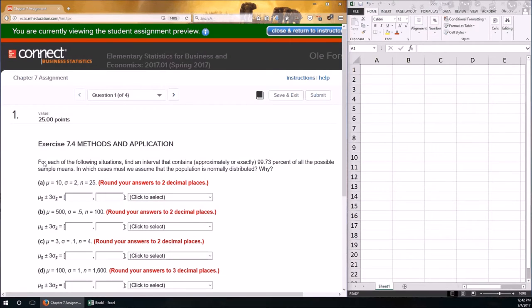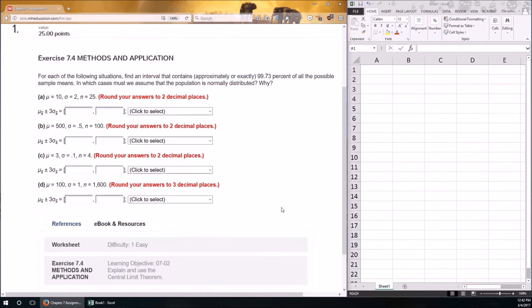In each of these cases we're supposed to find an interval, and that interval is always going to include 99.73% of all possible sample means. Notice that since we're looking at the percent of all possible sample means, we're going to be calling this a confidence interval in the future. In fact, we're going to be calling this a 99.73% confidence interval in chapter 8.